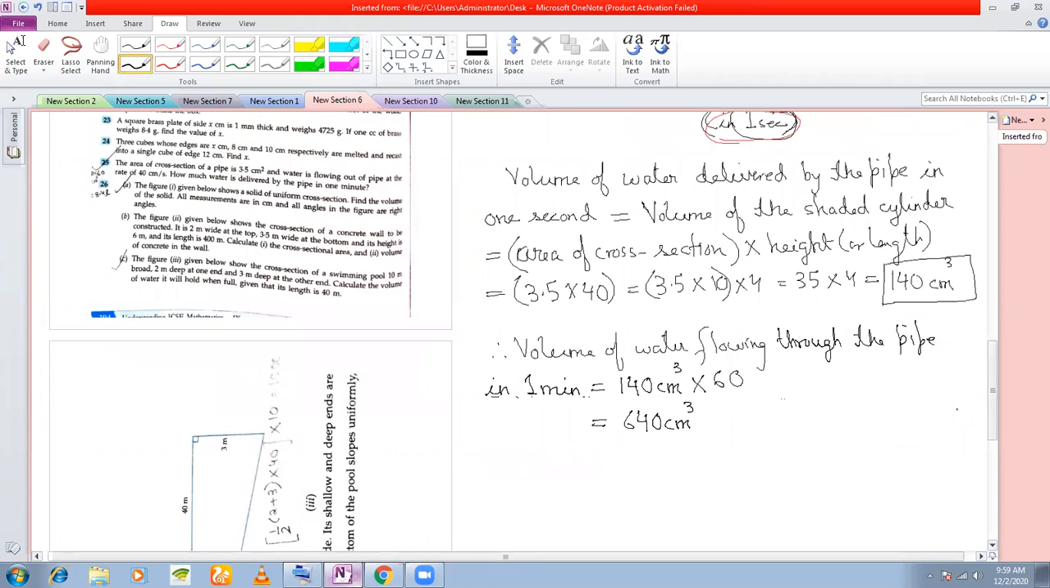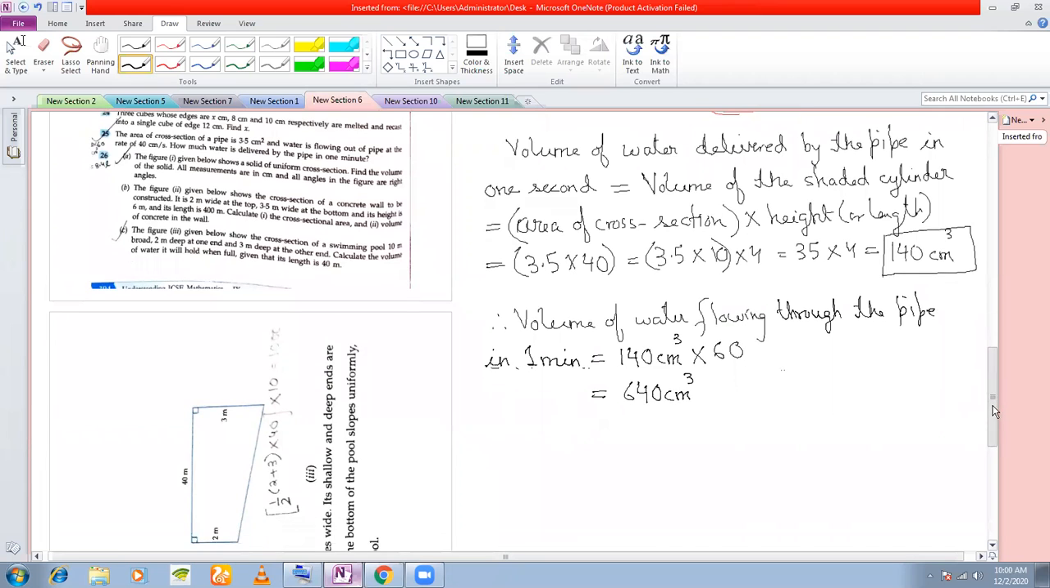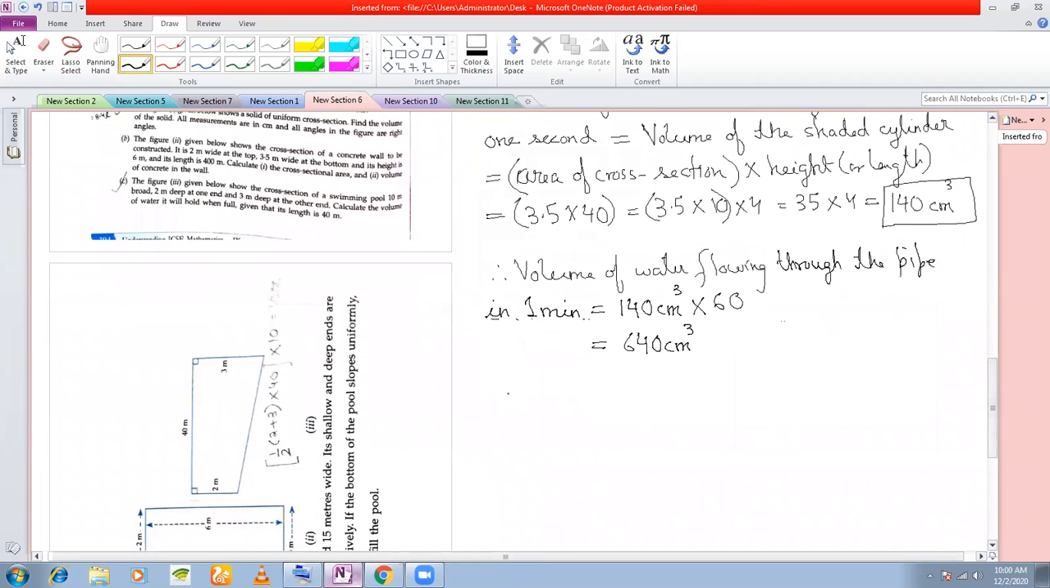Now, anyone knows the relation between centimeter cube and liter? Yes, sir. 1 liter is equal to 1000 centimeter cube. If it is given to you, give your answer in liters. Then you can convert this to liters in the following manner.